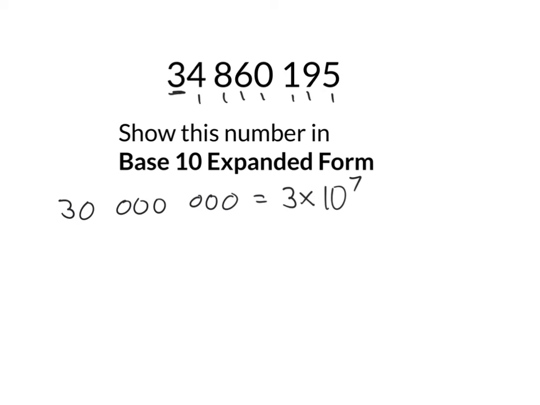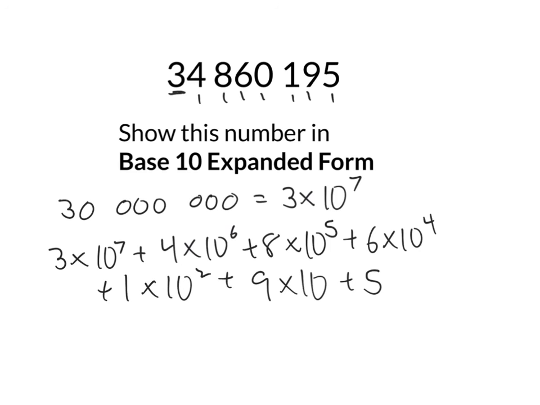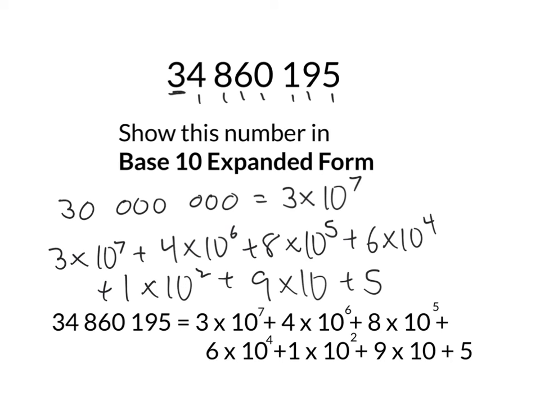And to show the whole number in expanded form, we simply do 3 times 10 to the 7 plus 4 times 10 to the 6 plus 8 times 10 to the 5 plus 6 times 10 to the 4 plus 1 times 10 to the 2 plus 9 times 10 plus 5. And there it is, written out a little bit neater for those of you who don't like my handwriting.